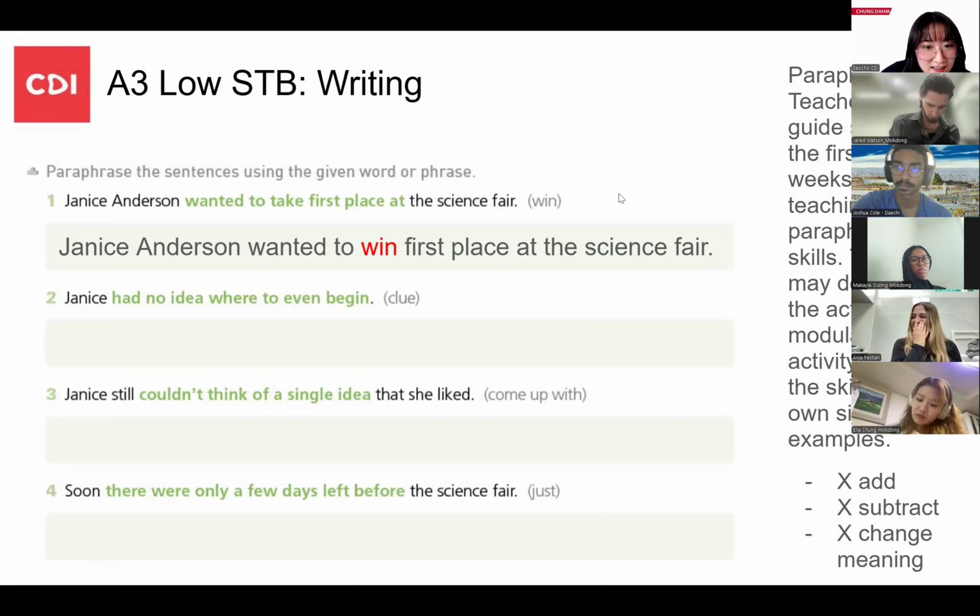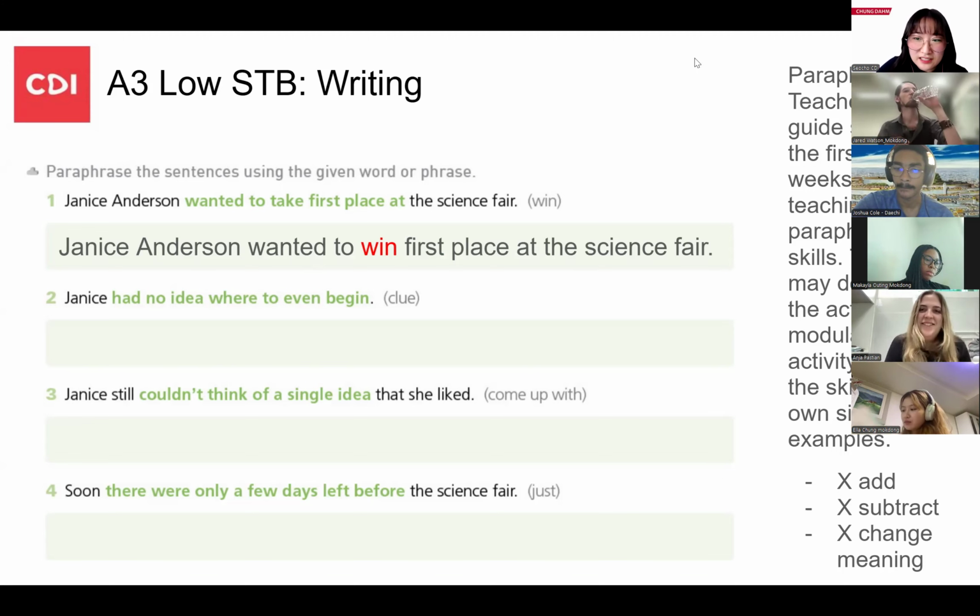Okay. And then this is an actual paraphrasing activity. So again, in the first few weeks, teachers need to guide the students. It might be the first time that they've been exposed to paraphrasing. So please make sure to explain in detail again, what is paraphrasing? Teachers can do this with an activity, or they can even modulate this existing activity to practice the paraphrasing skills, or even come up with an even simpler example for the students.